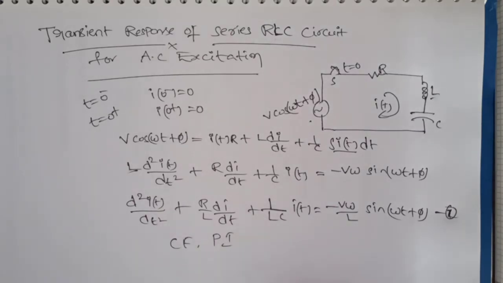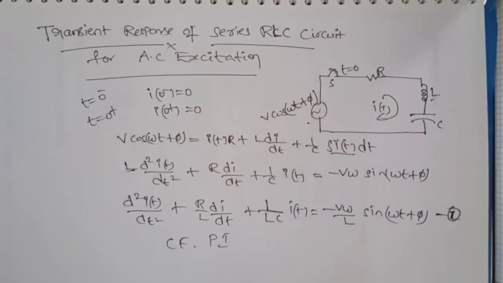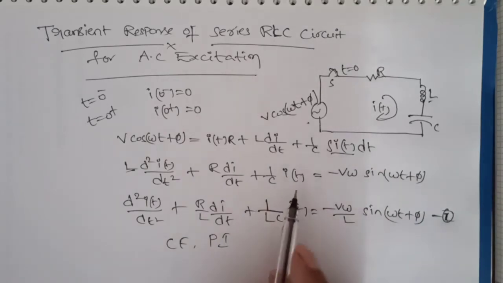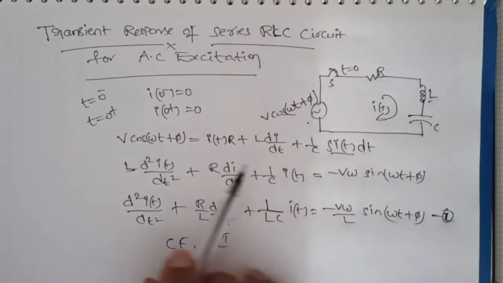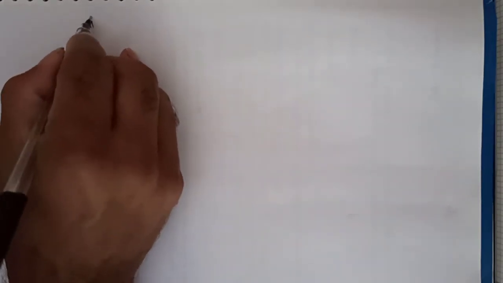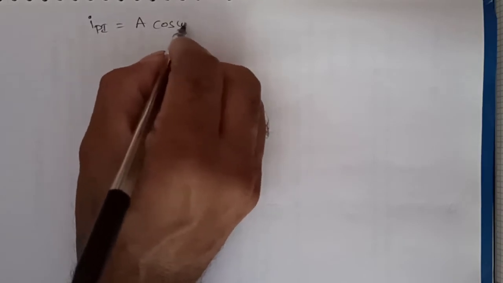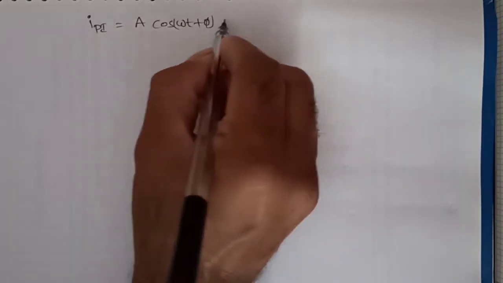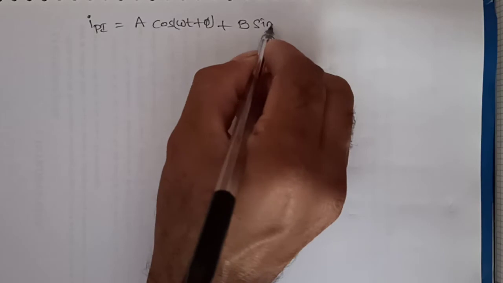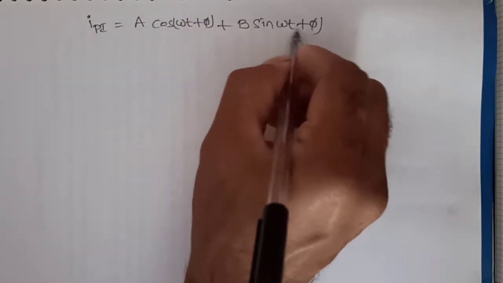We cannot find the complementary function for the series RLC as easily as for series RL and RC, because this is a second order differential equation, and the complementary function depends on the roots of this equation. Now let us assume the particular integral, as in previous sections: I particular is equal to a into cos(omega t plus pi) plus b into sine(omega t plus pi).